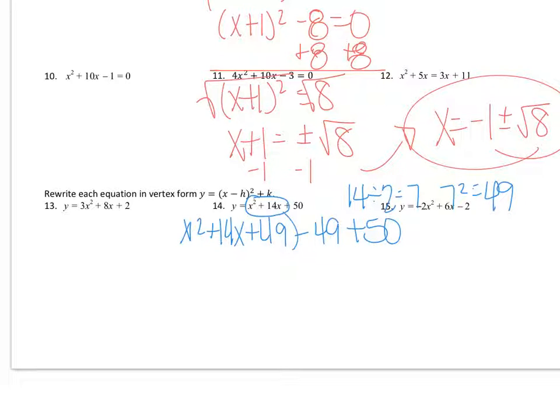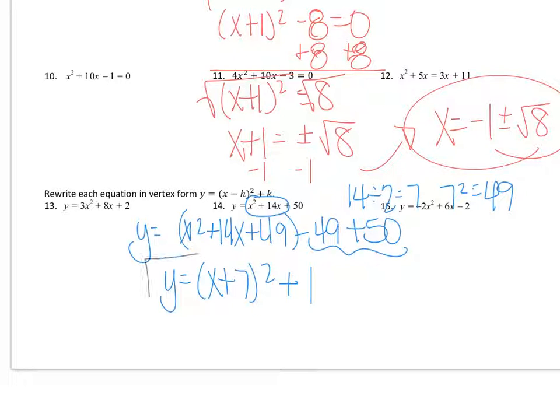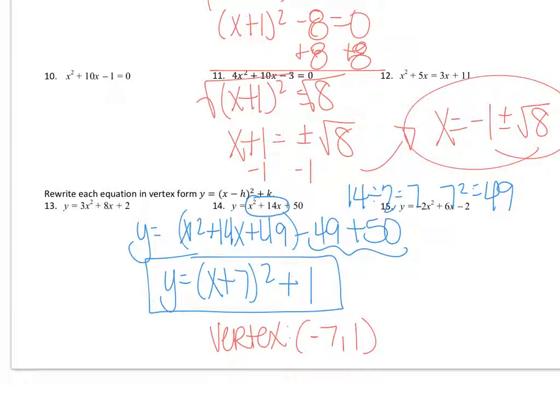So I'm going to have x squared plus 14x plus 49 minus 49 to cancel it out, and plus 50, and the piece I just put in parentheses becomes a nice square for me. It's going to be x plus 7 squared, and hopefully we know that 50 minus 49 is 1. So in vertex form, it's x plus 7 parentheses squared plus 1, and didn't ask for it, but a side note is that the vertex of that graph would be at negative 7, positive 1.